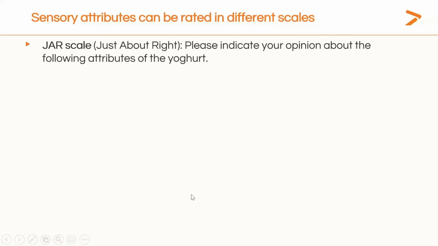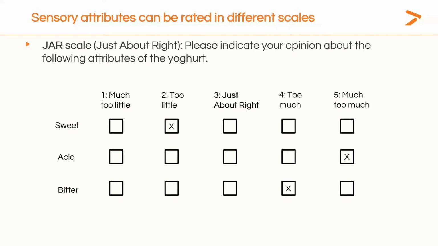The just about right scale, which implies this kind of questions. We'll try to see the difference in the kind of question with the previous one. Please indicate your opinion about the following attributes of the yogurt. There we go. We still have the 3 attributes, so sweet, acid, and bitter, but this time the scale changes a little bit. In this case, look at the tags of the different answers. It goes from much too little to much too much. And in the middle, you have something called just about right.